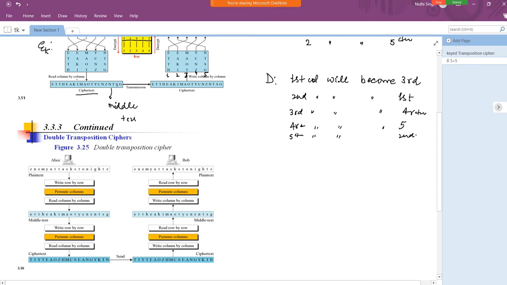Then you have to perform all of the 3 steps again. That is writing the plain text, your middle text, row by row, then permute the columns according to the key, and read the contents of the column in a column by column fashion. Then your ciphertext will be generated. The same procedure you have to do for the decryption process also, the double procedure. You have to repeat your 3 steps 2 times.